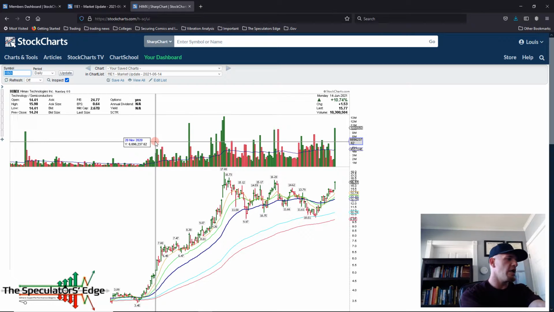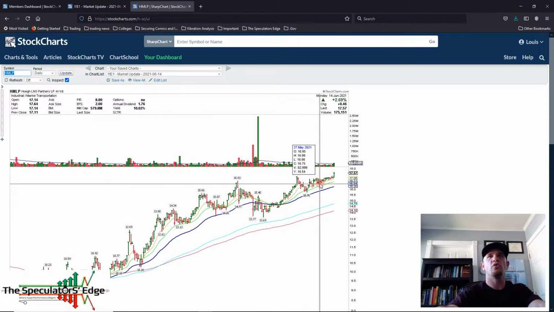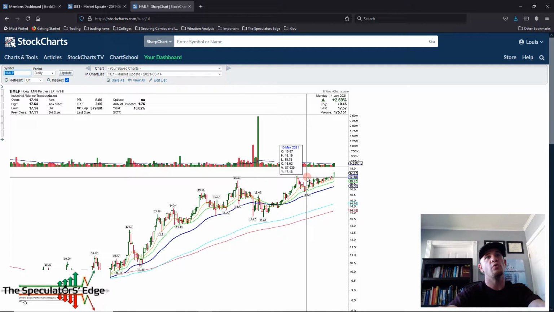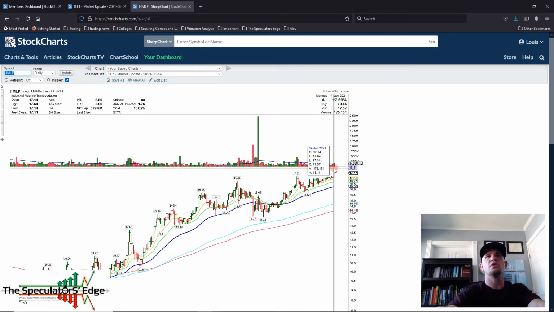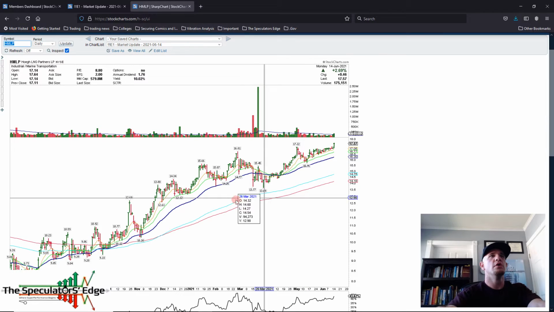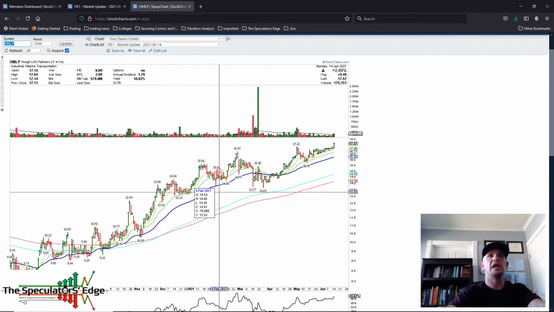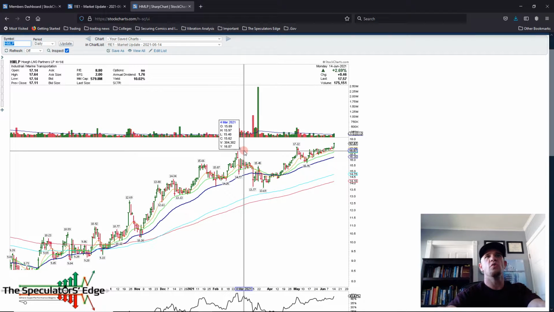So another one, HMLP. Let's go look at this one. This one made a really nice cup with handle right here, the handle being right here, although there is a mini cup with handle within the larger cup and handle. And we do have a volume increase right here, good price action as well. This is more of your early base, more like a secondary base right here, maybe a double bottom with handle, however you want to see it.